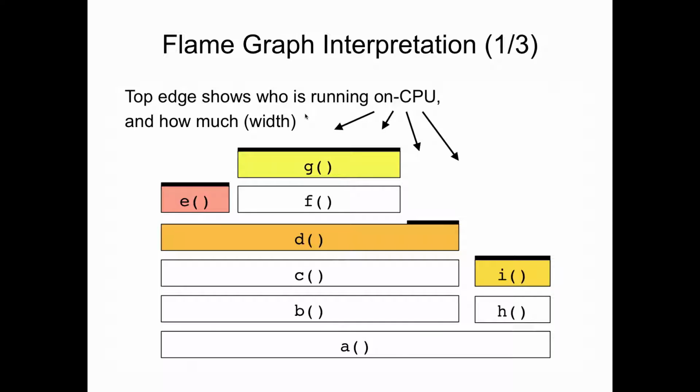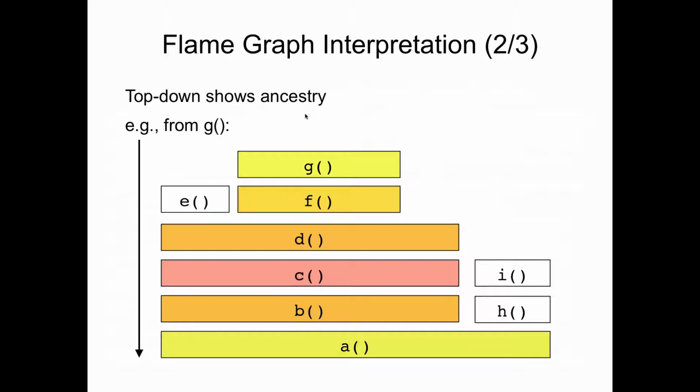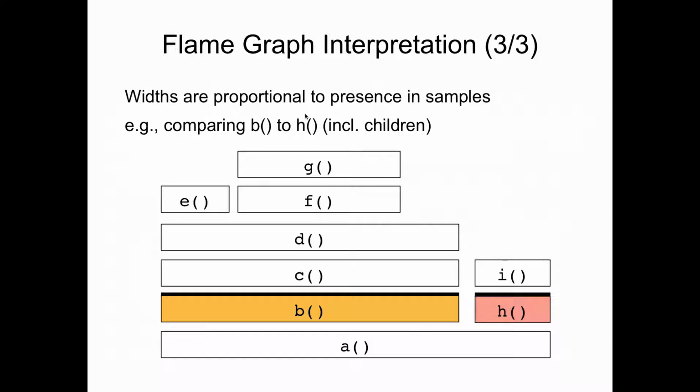And then I can visually compare line lengths. You can go through ancestry top down. So who called G? F called G. F was called by D, and D was called by C, and so on. Just like a stack trace. And of course, you can compare the widths no matter where it is in the profile.